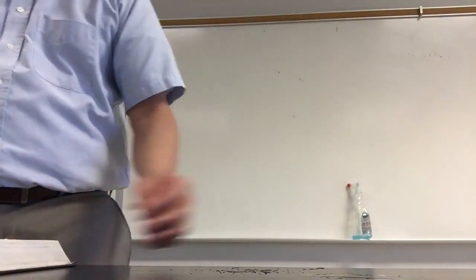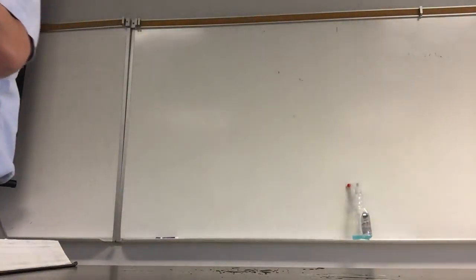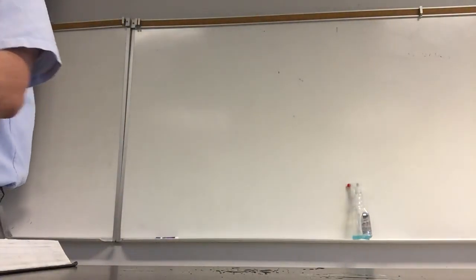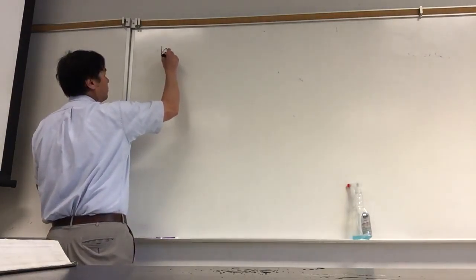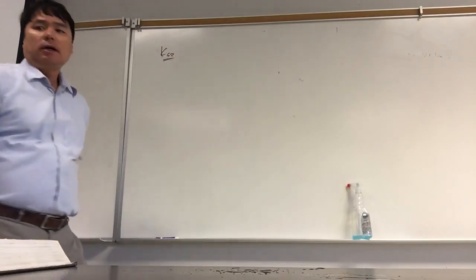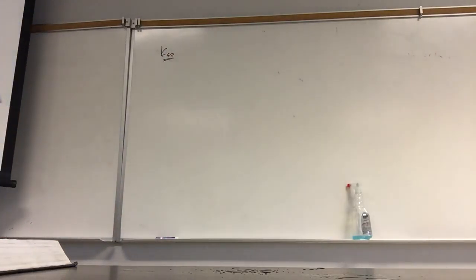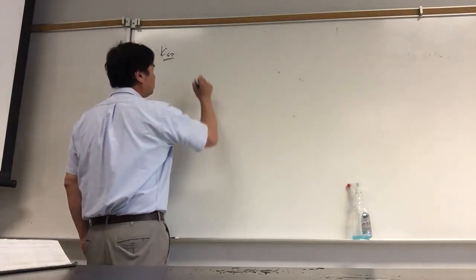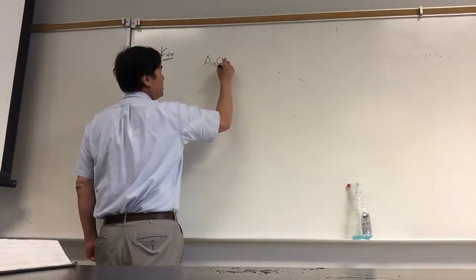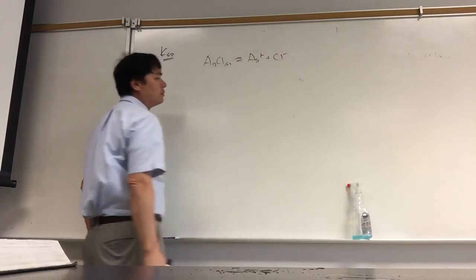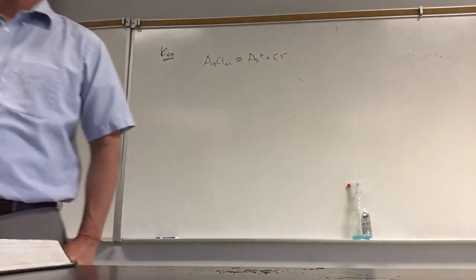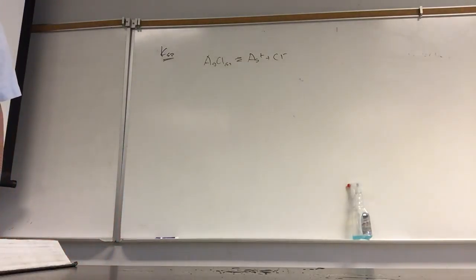All right, we're just going to continue with KSP. When we're looking at KSP, for example, silver chloride solid, this is going to go to silver ions and chloride ions. It doesn't matter if we're looking at precipitation or solubility. Solubility would be dissolving, precipitation would be forming. We're always going to write the equation in this way.